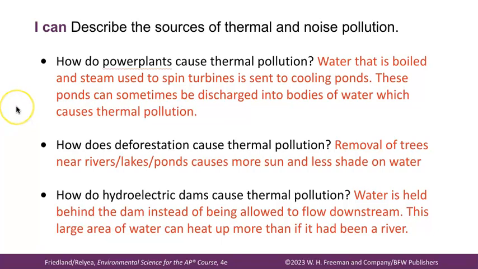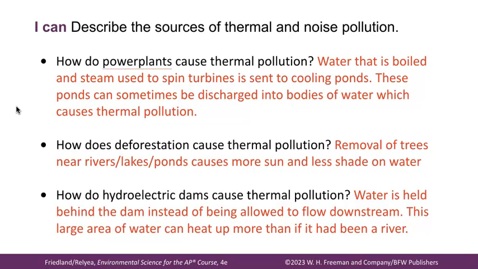Okay, how do power plants cause thermal pollution? We learned this in Unit 6 when we did diagrams of the power plants. So here's a review. Water that is boiled and steam used to spin turbines is sent to cooling ponds. These ponds can sometimes be discharged into bodies of water, which can cause thermal pollution.